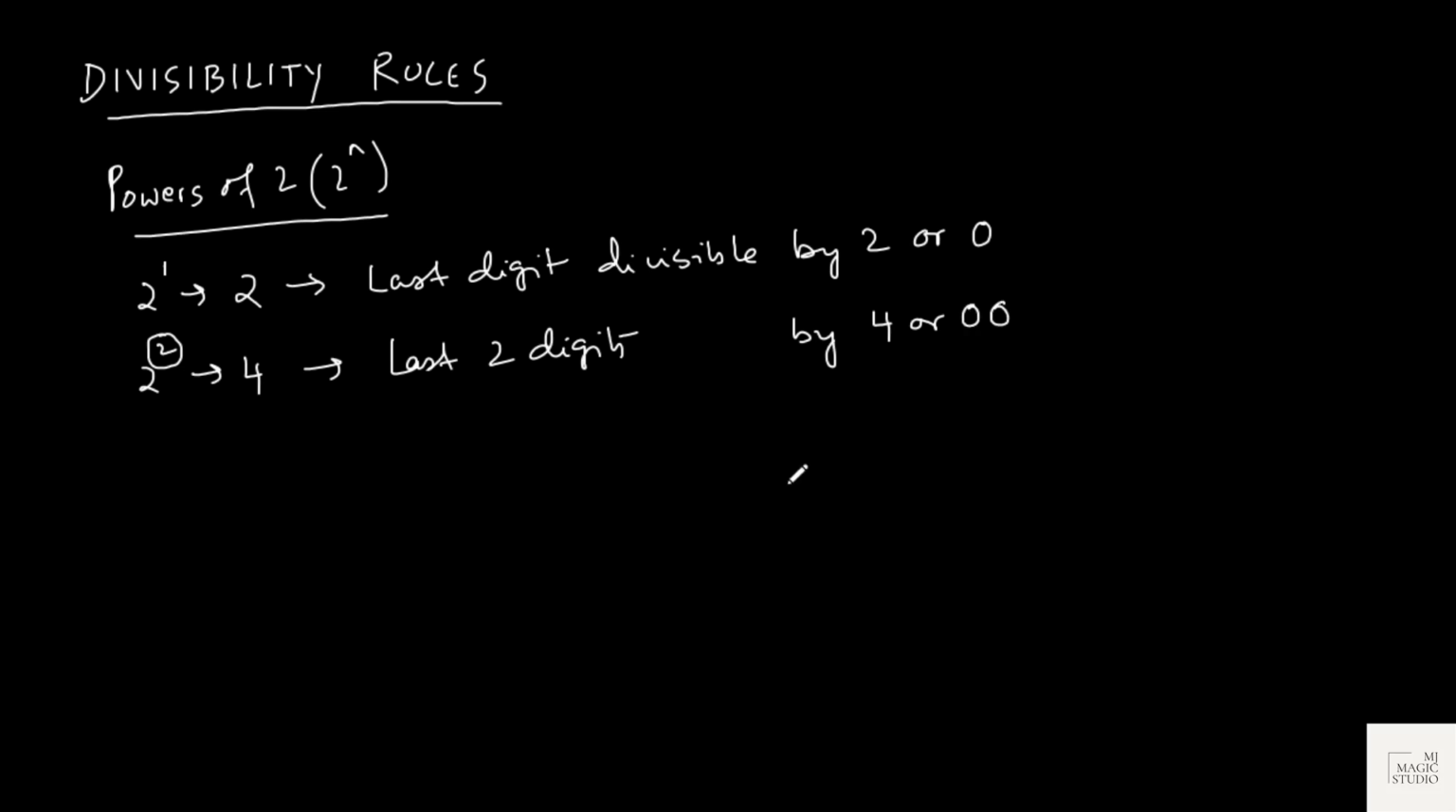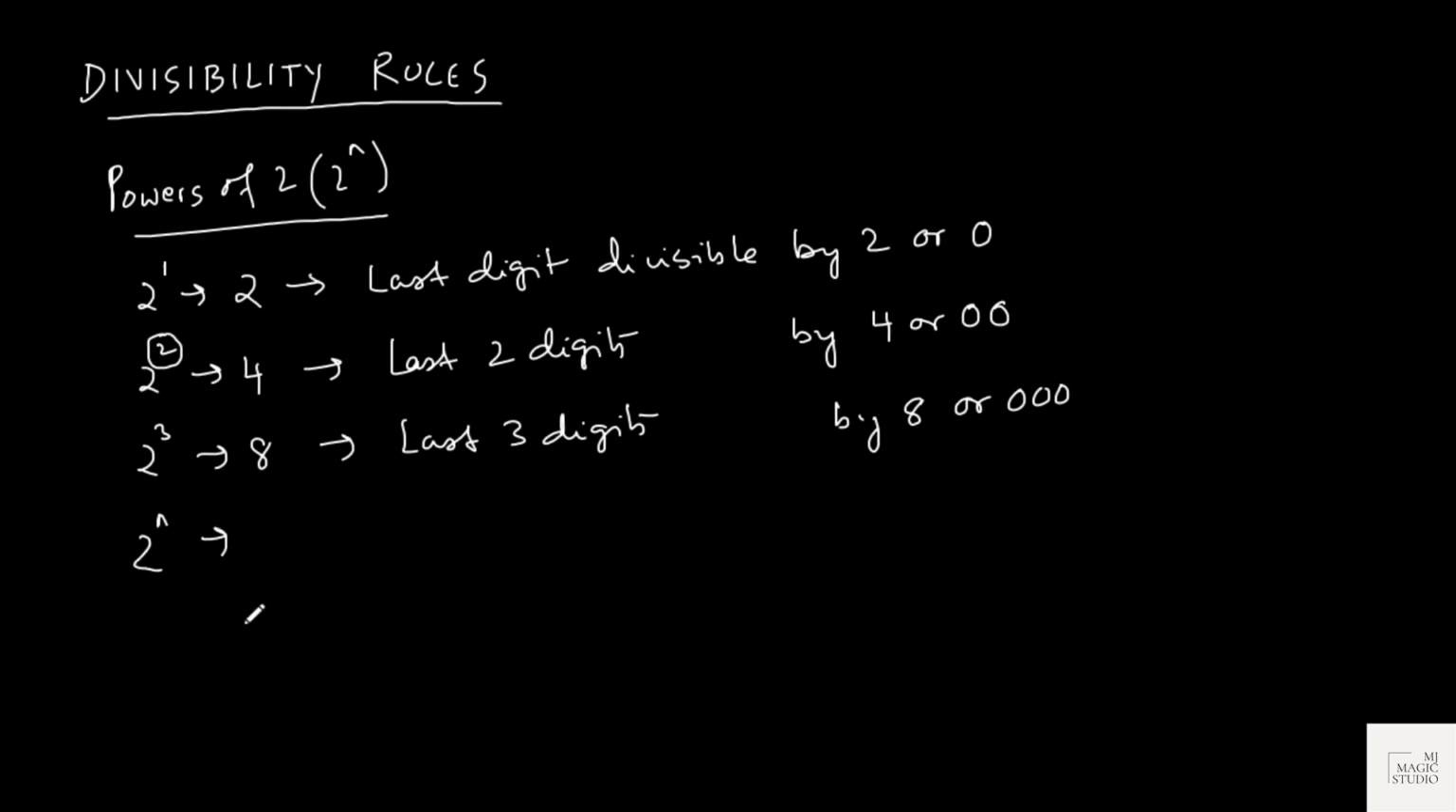This is the pattern we follow when we check for the divisibility rule of 2 to the power n. Likewise, if it is 2 cube or 8, then obviously we'll check the last 3 digits. The last 3 digits should be divisible by 8 or the last 3 digits should be 0, 0, 0, 3 zeros. Similarly, if we need to check whether a number is divisible by 2 to the power n, we need to check that the last n digits of the number should be divisible by 2 to the power n, or we should have n number of zeros.